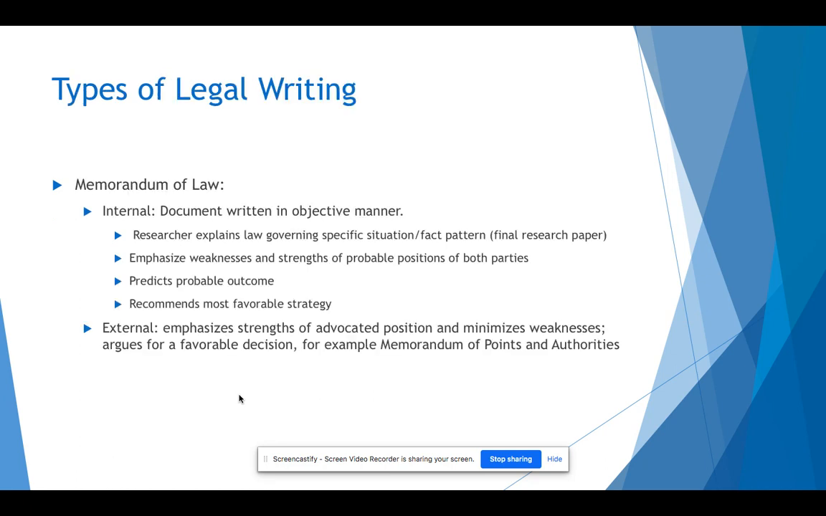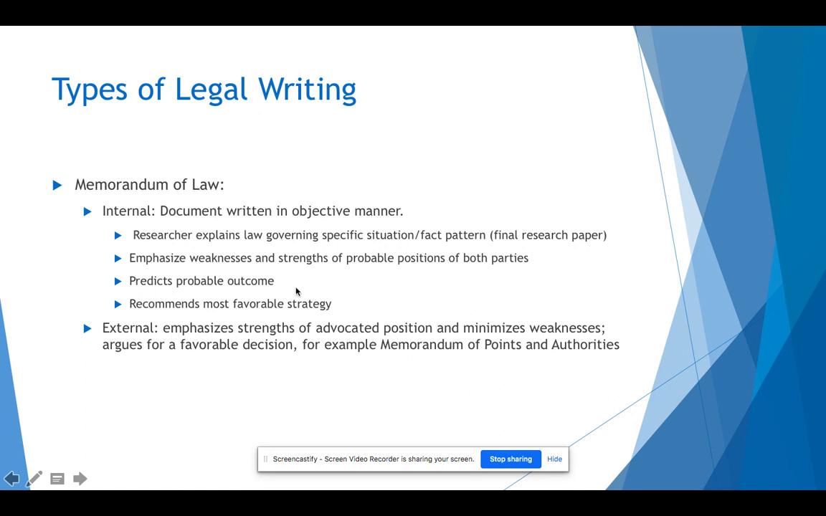Okay, so for our types of legal writing, we have our memorandum of law. Your straight memorandum of law is objective, a predictive type writing. You're given a specific fact pattern, a situation. This is just like our final research paper. Your job is to research and find the strengths and weaknesses of the probable positions of both parties and predict the probable outcome. And at the end, you recommend the most favorable strategy for your client.